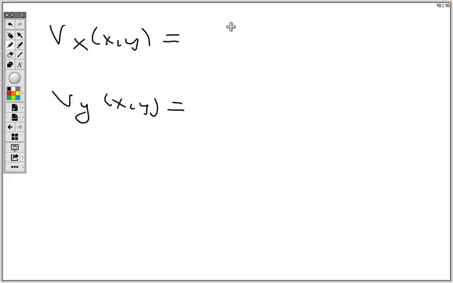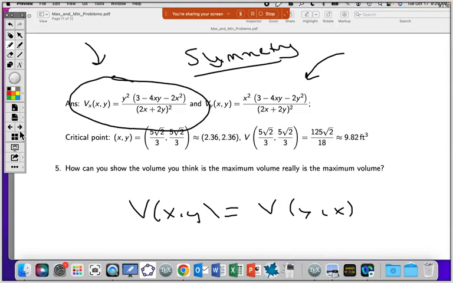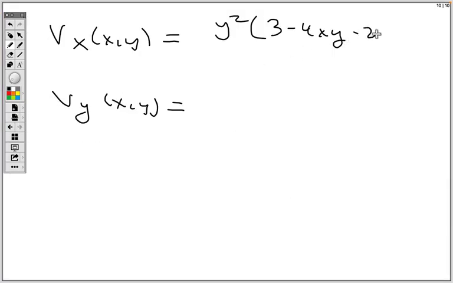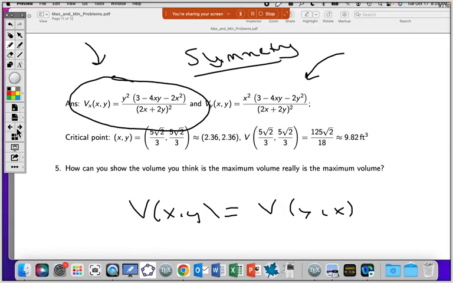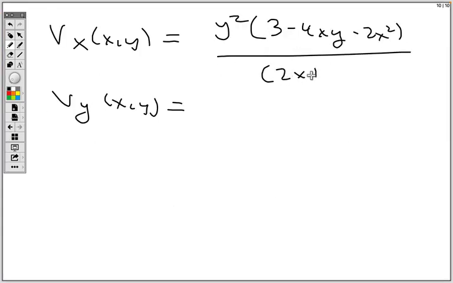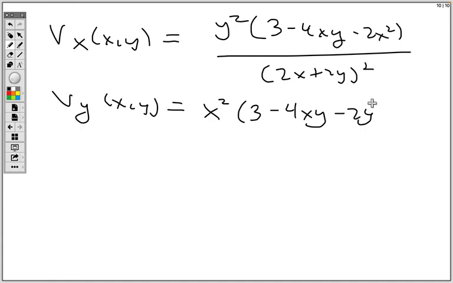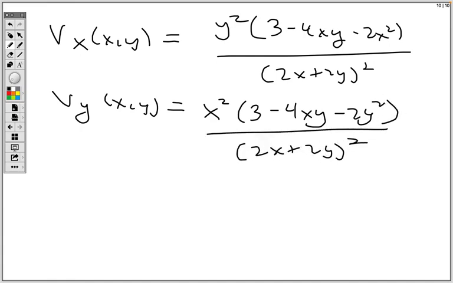So you got your y squared times 3 minus 4xy minus 2x squared over 2x plus 2y quantity squared. And then your Vy, once again, you can just swap out the x for the y.